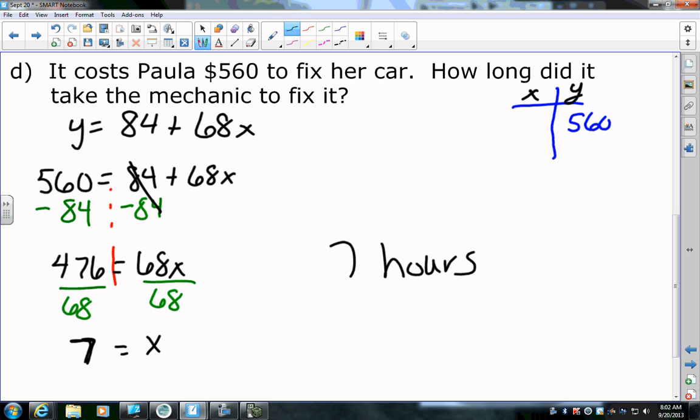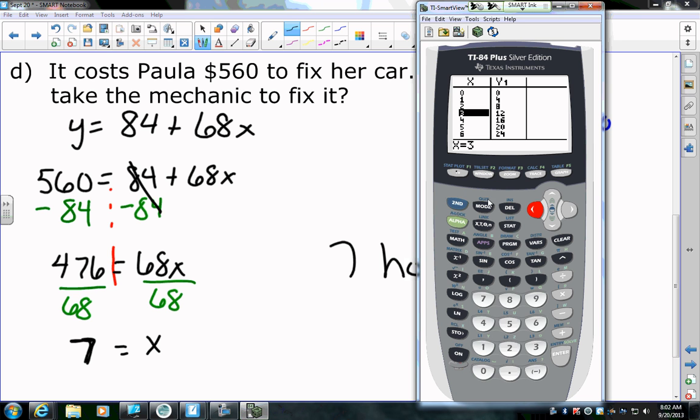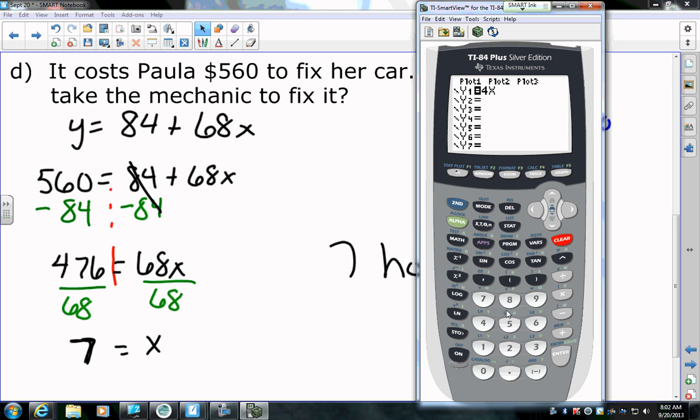Now, we can solve it in the calculator by going into Y equals and putting in there 84 plus 68x and pressing second graph and going to look and see where Y was 560. And there's where I see the 7.